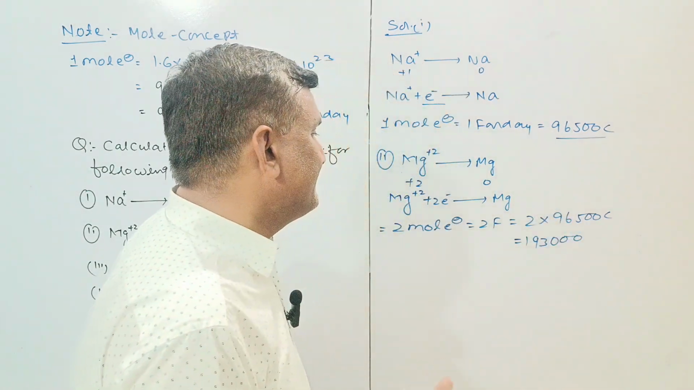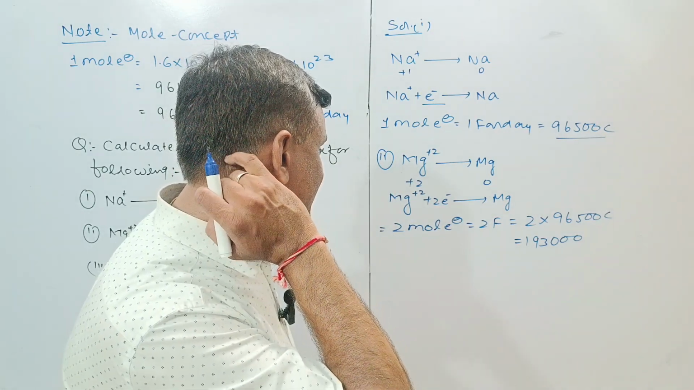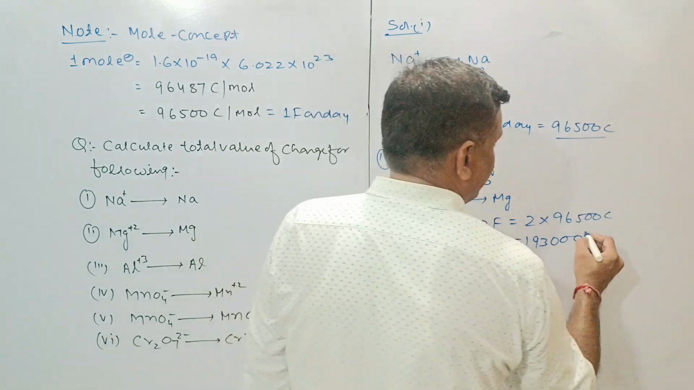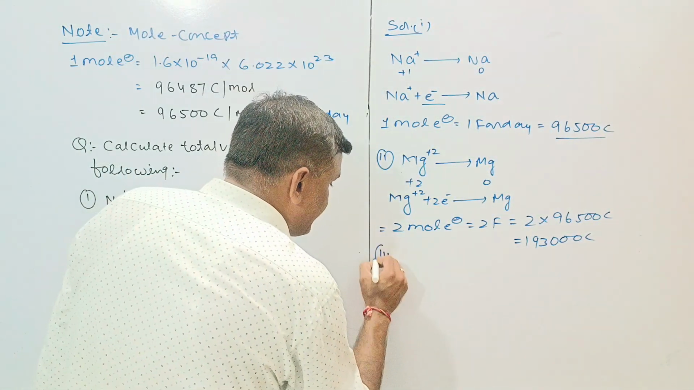5 2s are 10, plus 6 is 16, 6 2s are 12, plus 1 is 13, and 9 2s are 18, plus 1 is 19 Coulomb. This is the total value of the charge. Now it's time to discuss the third question.